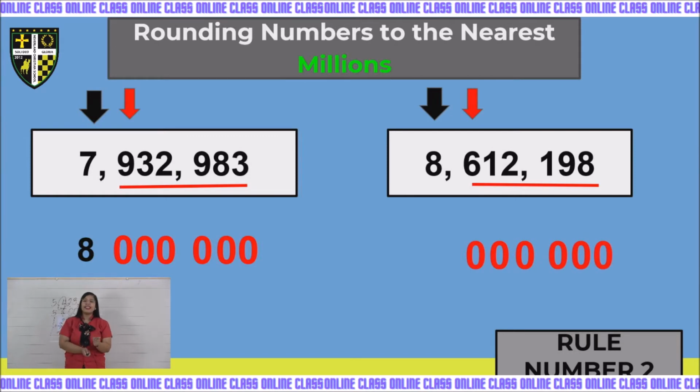As you can see on your monitor, all the underlined digits will become zeros. So 8 again will become 9. Again, why? Because the digit on the right side of 8 is 6, and 6 is greater than 5. So it will become 9.